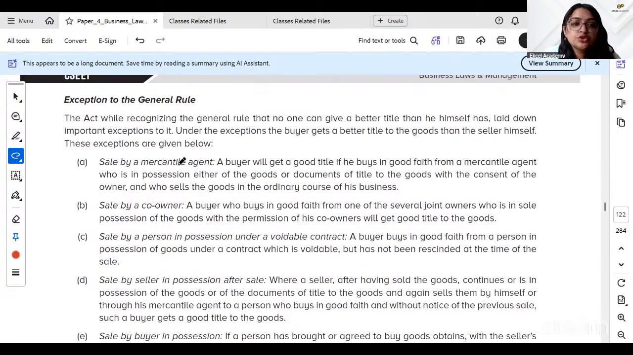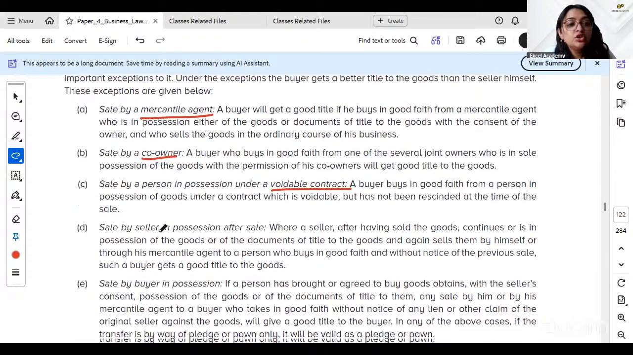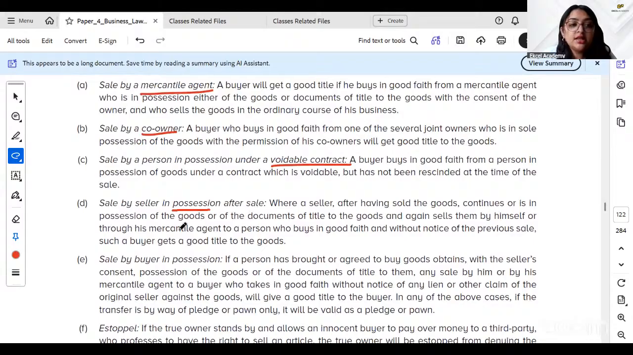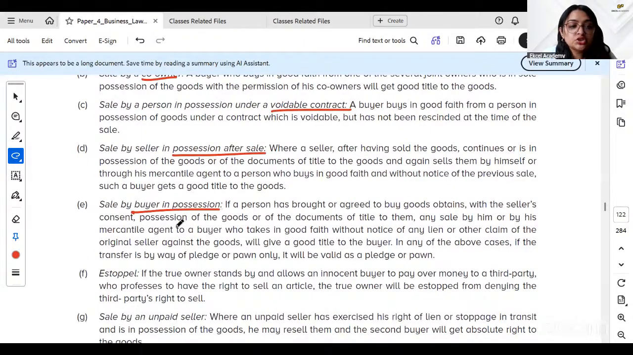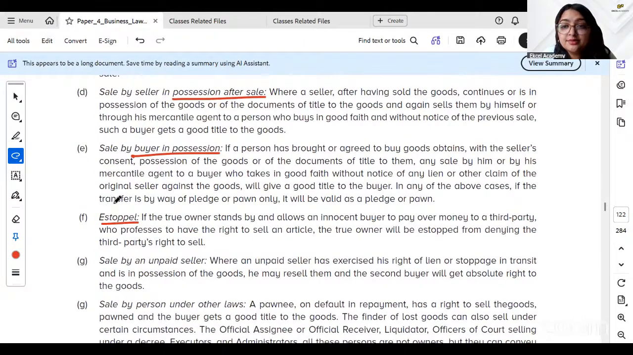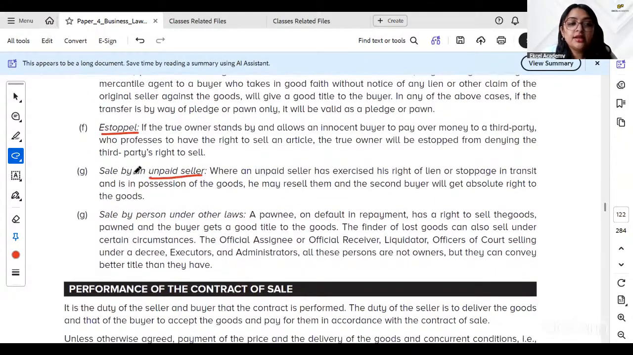Next, exceptions to the general rule. We saw your mercantile agent, your co-owner, the person in possession under a voidable contract, your seller in possession after sale, sale by a buyer in possession. Estoppel is someone who represents themselves to have authority to sell the product. Then sale by an unpaid seller and by persons under others. Okay, so you have your pawnee, your finder of lost goods, official assignee, liquidator, officer of court, executors, and administrators.